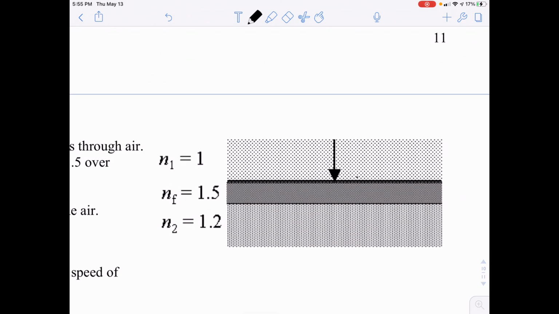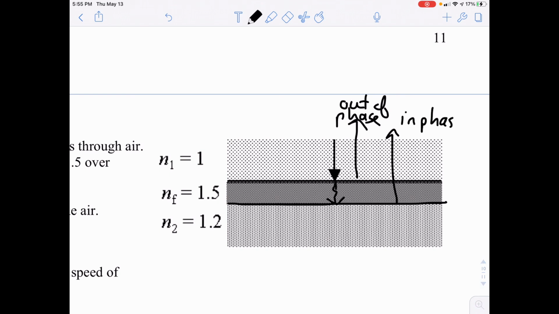The reflection off the top part of the film, you're going from 1 to 1.5, so you're reflecting off a higher index of refraction. Off the top of the film, we're going to reflect out of phase, because you're reflecting off a fixed, rigid boundary. Now the bottom part of the film, when it passes through, you're reflecting off a smaller index of refraction, which means a weaker, more free end boundary. You are going to reflect in phase compared to the original incident wave.